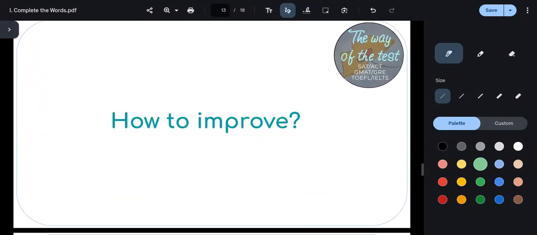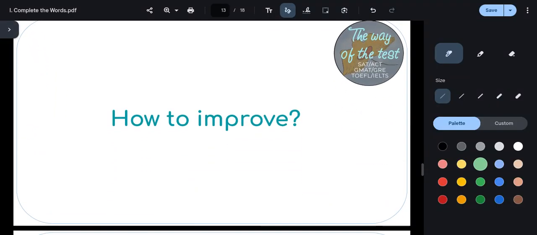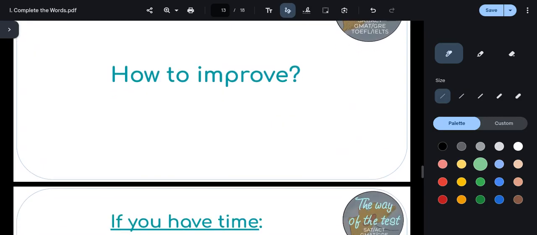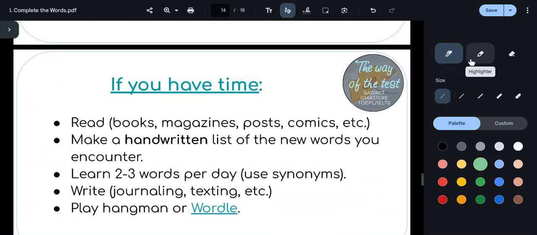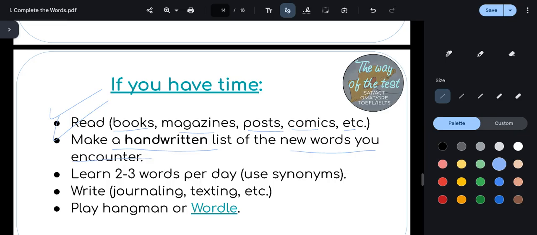Okay, how do we improve this very weird task never before seen in the TOEFL? If you have time, just increase your use of English, period. You want to read whatever it is: books, magazines, posts, comic books, whatever you're reading. You want to start writing so it becomes more clear what words look like and what words go next to other words. So you're going to start making a handwritten list of the new words you encounter. You want to increase your knowledge of words, but don't just type them. You want to handwrite them.